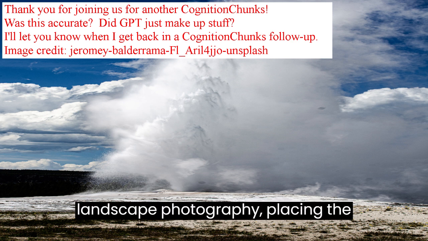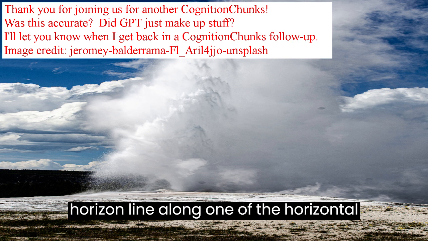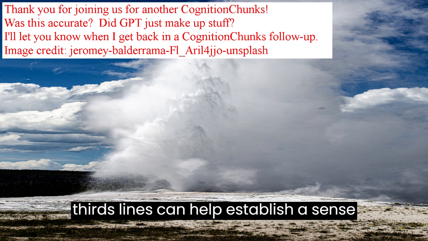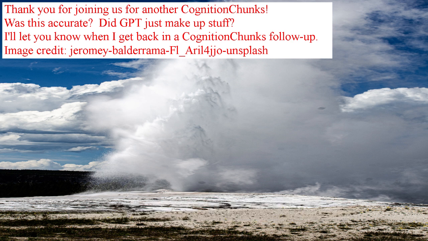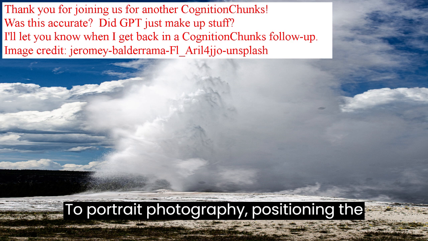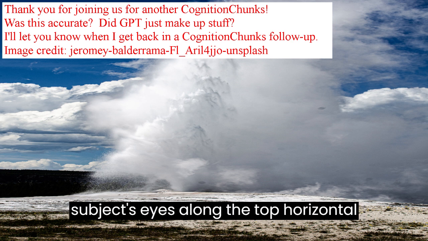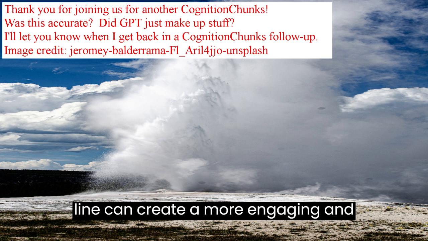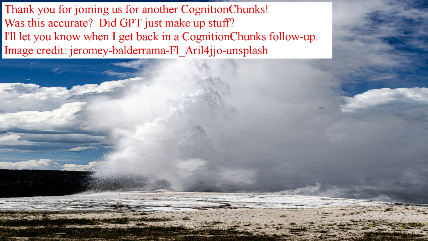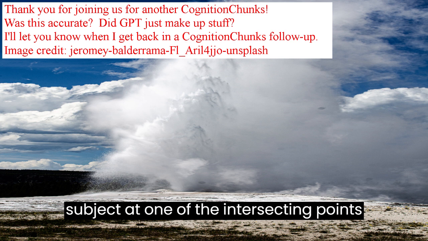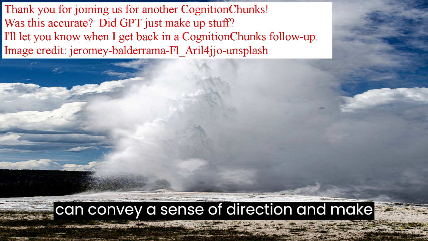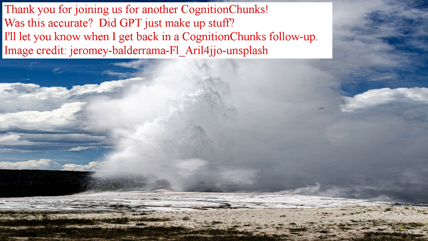Practical applications. 1. Landscape photography. Placing the horizon line along one of the horizontal thirds lines can help establish a sense of scale and grandeur. 2. Portrait photography. Positioning the subject's eyes along the top horizontal line can create a more engaging and emotionally impactful shot. 3. Action shots. Placing a moving subject at one of the intersecting points can convey a sense of direction and make the image feel dynamic.